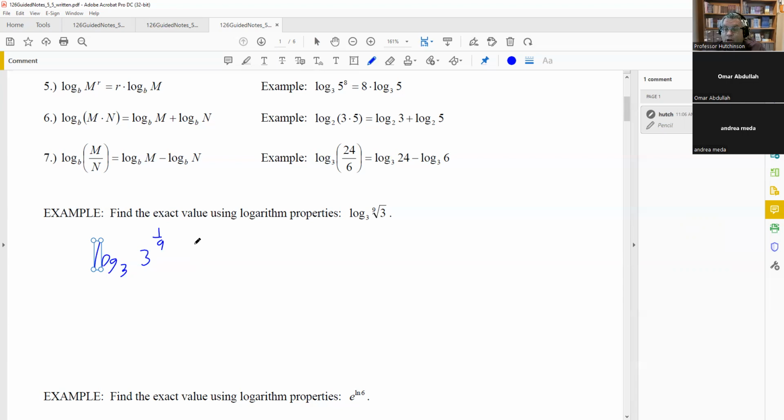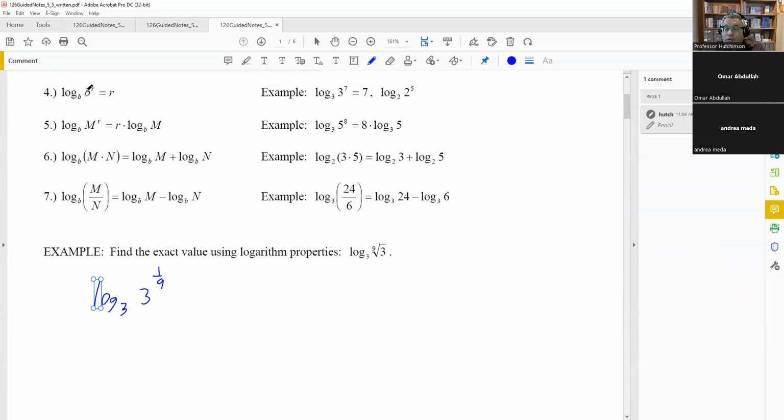One of the properties that I'm going to use on that is up here, property number 4, which says that if the base and the number after it are the same, then my answer is just going to be the exponent. So I'm just going to put my rule number 4, so that when you look back at this later, you'll know what rule we actually used. So that's rule number 4, or property number 4, technically. That's what allows us to do that.